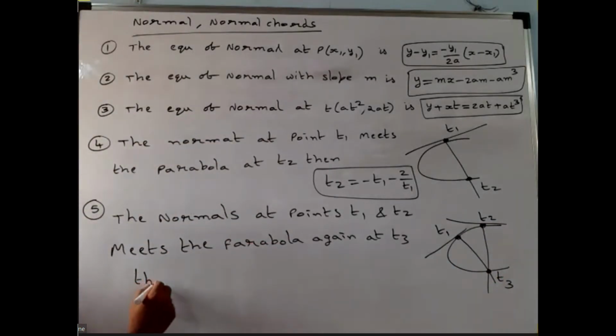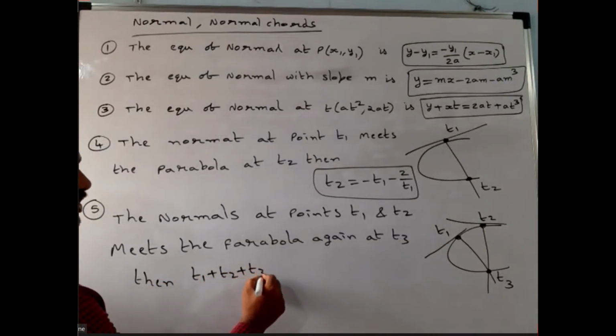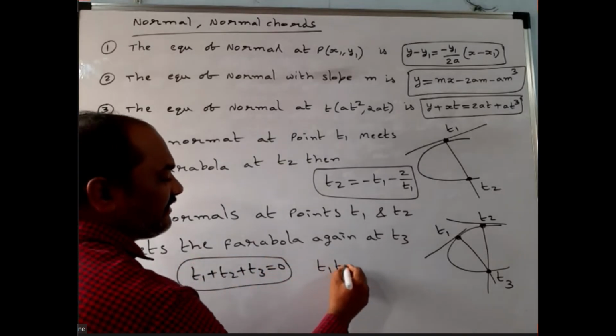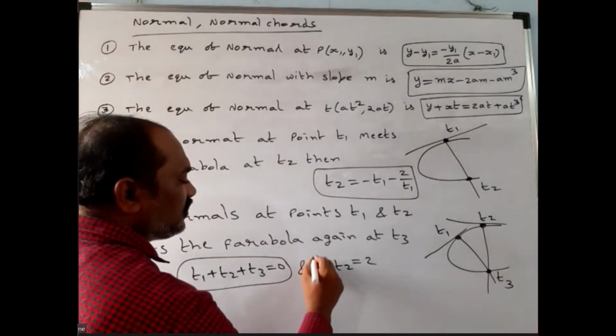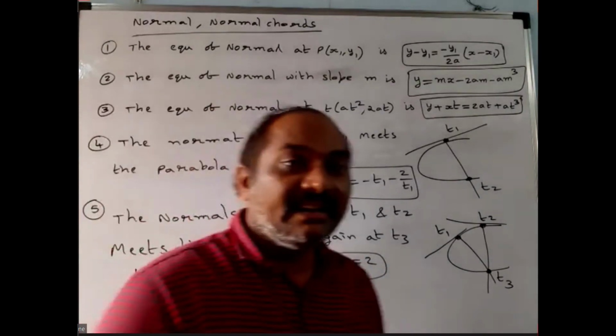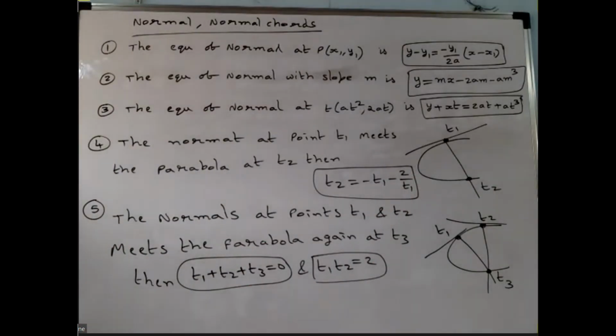Then the condition is T1 plus T2 plus T3 is equal to 0. One of the conditions. Second condition, T1 T2 is equal to 2. These are the concepts. Okay.